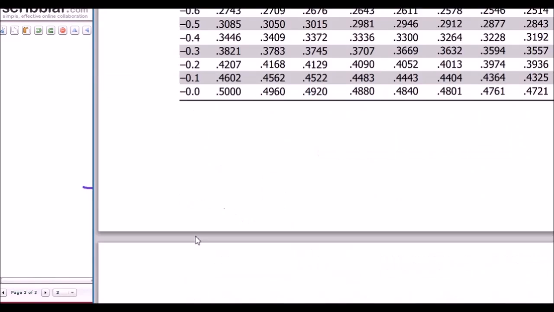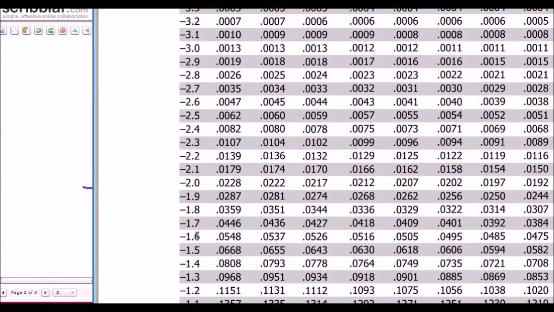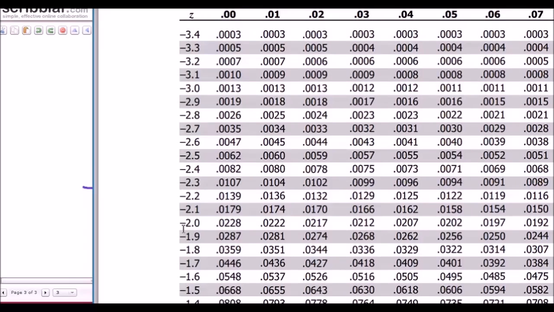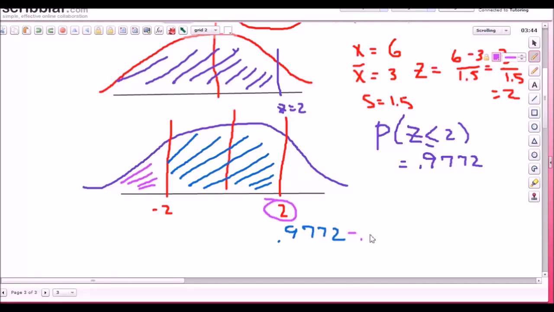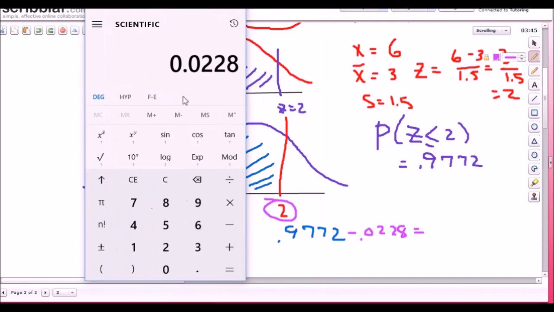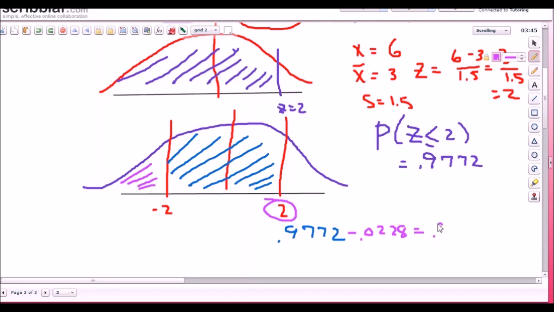But first, we have to get that value. So let's go over here to -2. Oh, there it is, right there. That should look familiar to you. 0.0228. So I'm going to take 0.9772 and subtract 0.0228, and we get 0.9544.